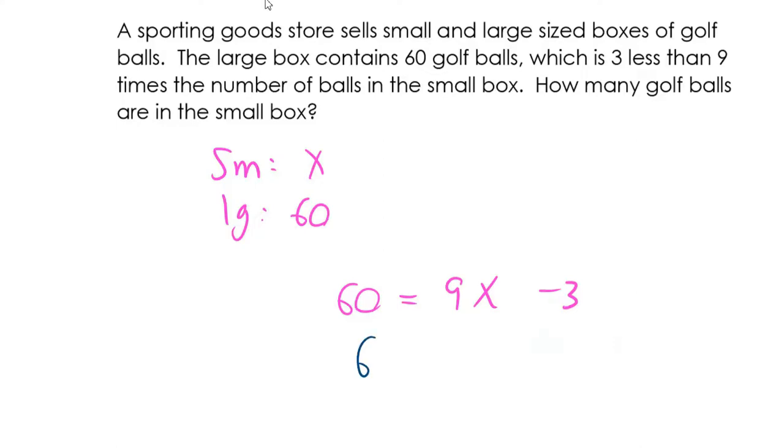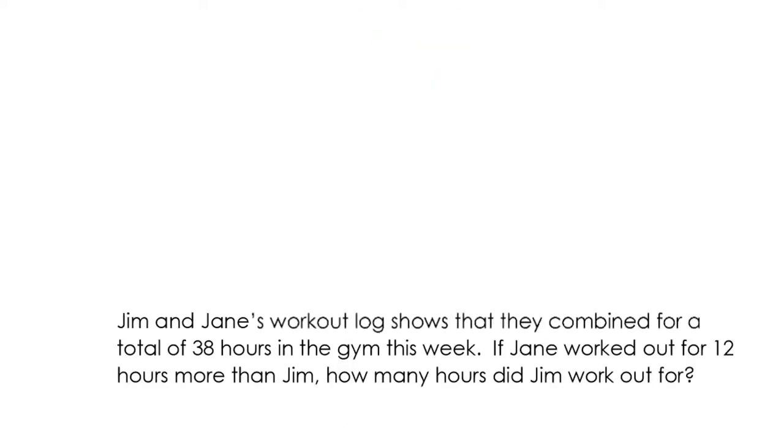So plus 3 to both sides would give us 63 equals 9x. Divided by 9, we get x is 7. So we just found out that the small has 7 golf balls in it, and that's the answer to our question. Let's go ahead and go to another question here.